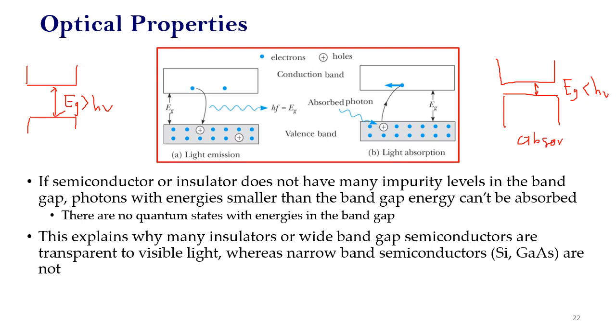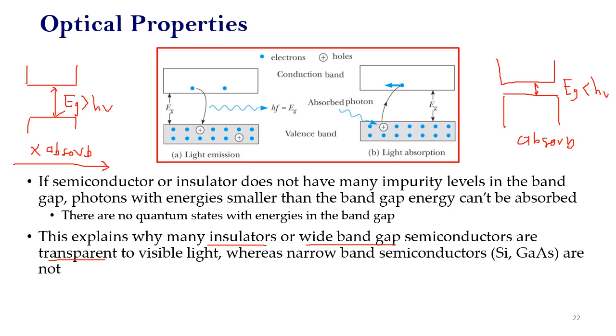So this one it will absorb, this one, no absorption, no absorb. So in this kind of semiconductor or insulator, the light will not be absorbed by the material, so the light will transmit through the material. That's why it explains why many insulators or wide band gap semiconductors are transparent, so the light will be transmitted.